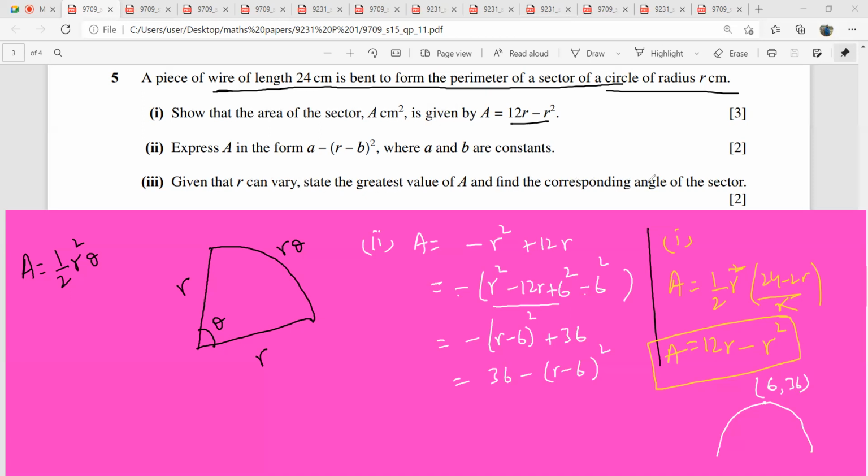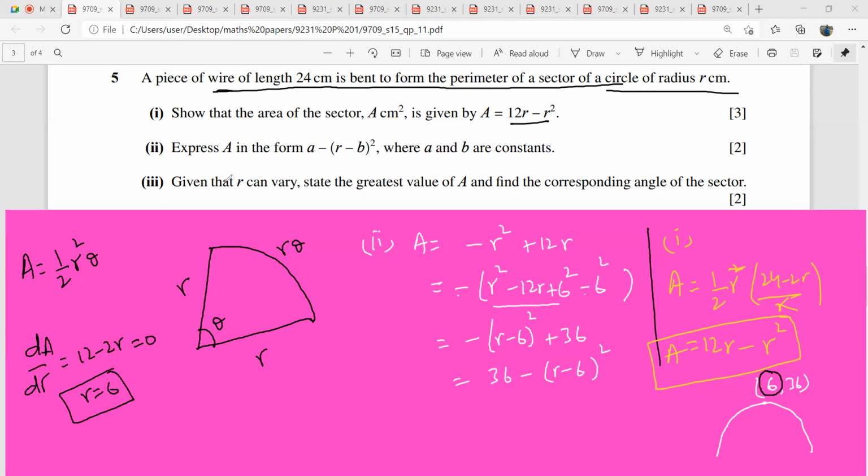Now, in the third part, it says, given that r can vary, state the greatest value of A and find the corresponding angle of the sector. Now, some of you might start differentiating it to get to that r. Let's do that for the sake of your reinforcement here. If I find dA by dr, I get 12 minus 2r, and when I put that equal to 0, I get r equal to 6. This r equal to 6 is the same as the 6 over here. So differentiation gives the coordinates of the turning point more quickly as compared to any other method.